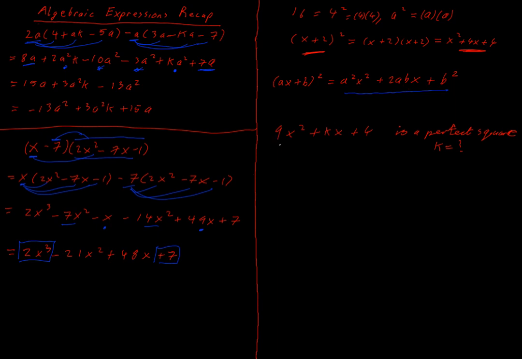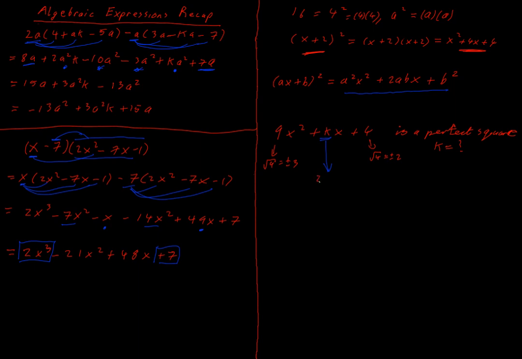So if I get the square root of 9, which is going to be plus or minus 3. The square root of 4 can be plus or minus 2. I know that if I multiply these two things together, the square root of my two end numbers, and multiply that by 2, I must get the number that's in front of my x, the coefficient of my x, which is what I'm looking for. It's my k.